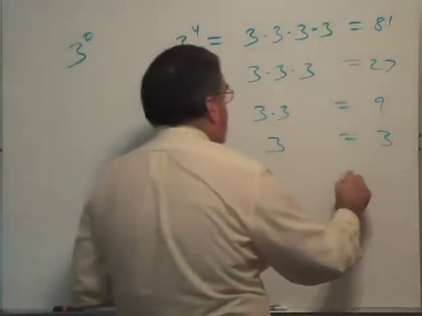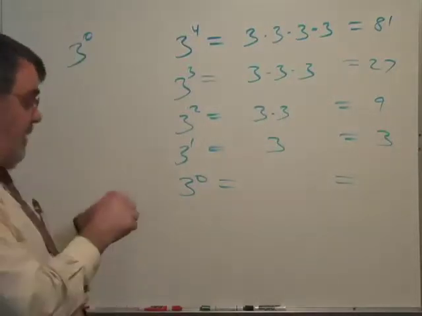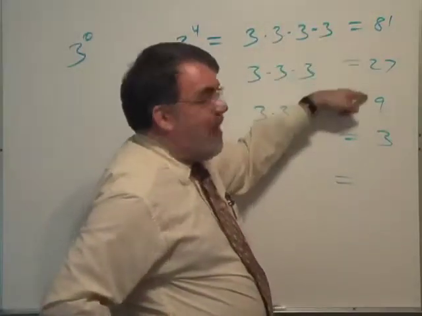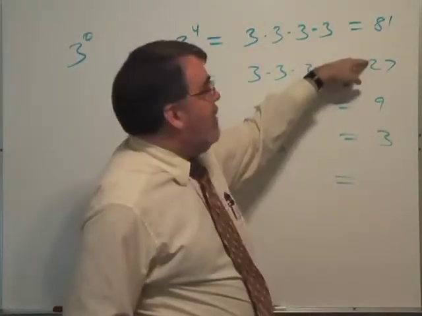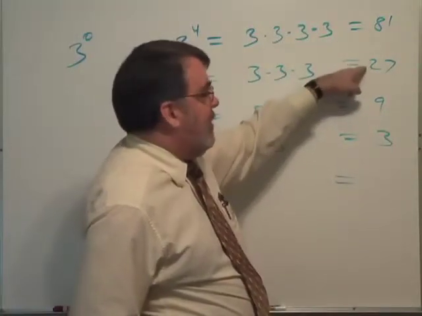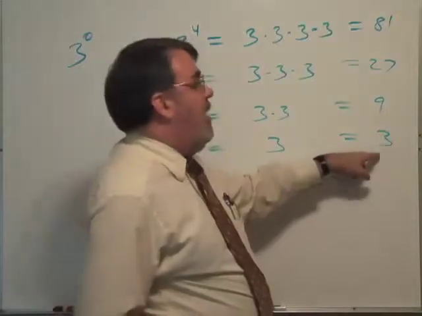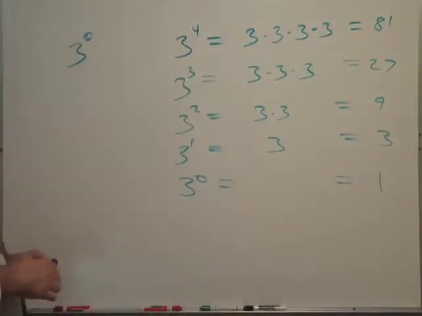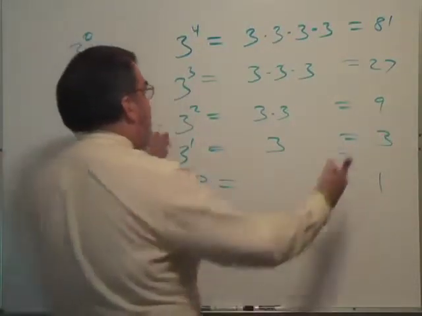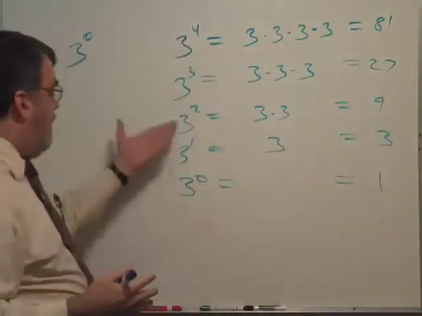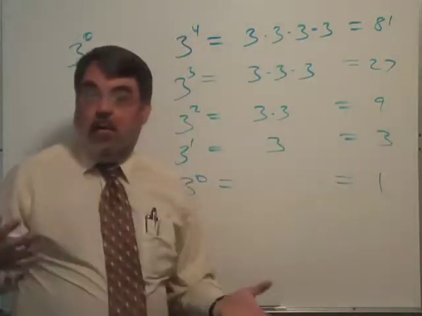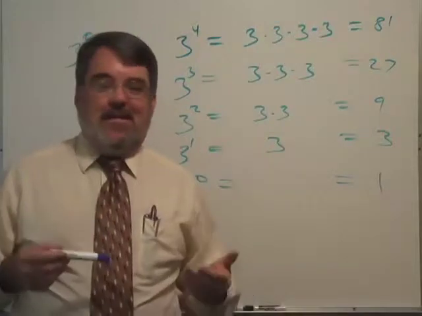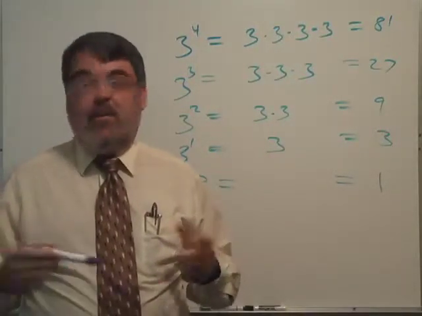Well, let's look at the right side here and see if we can figure out why this is going to be 1. Because look what happens. Every time I lower an exponent, look what happens on the right. Do you see the pattern? We divide by 3. Divide 81 by 3, you get 27. 27 divided by 3 is 9. 9 divided by 3 is 3. And guess what? 3 divided by 3 is 1. There you go. So, as a pattern, if we want this pattern to be consistent, then when we get to 3 to the 0, we're going to have to call it 1. So that's one reason why we define a number raised to the 0 power equal to 1.